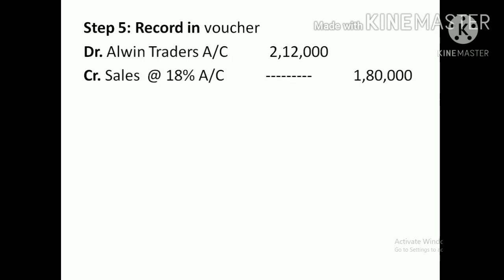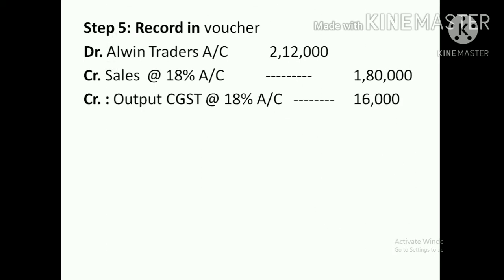The sales voucher always demands what first? Debit. Which one do we debit? Alvin Traders. What is the total worth of the goods he purchased along with the tax? 2,12,000. How did we get 2,12,000? Sales is the credit. Sales at 18%, that is 1,80,000.